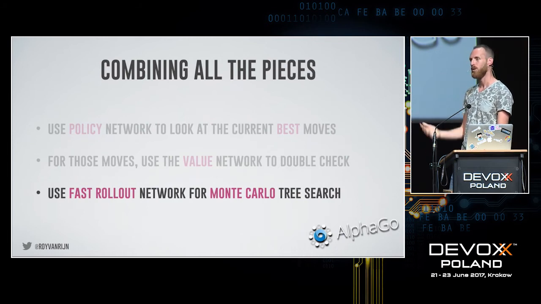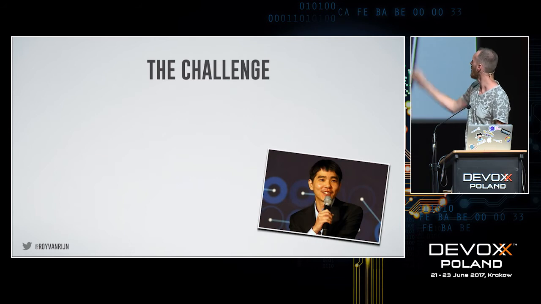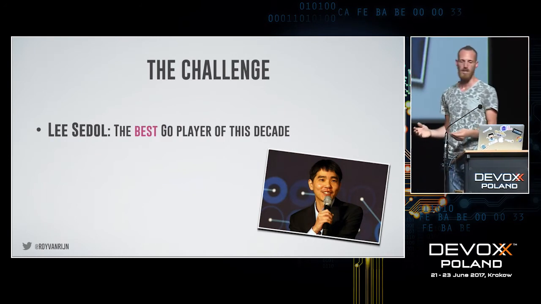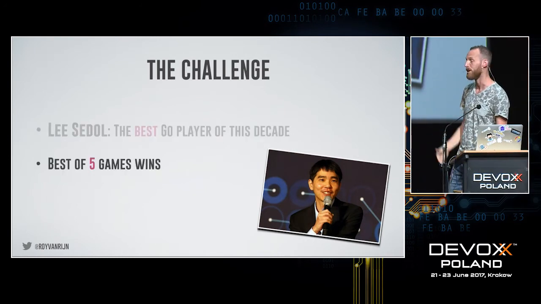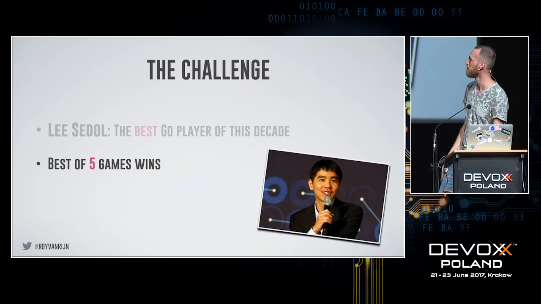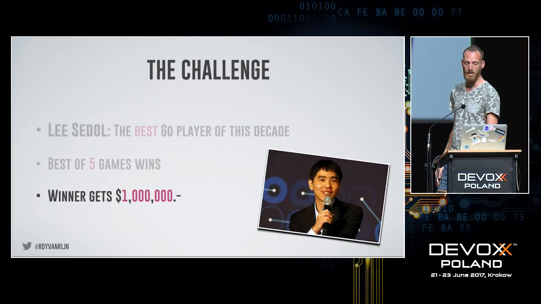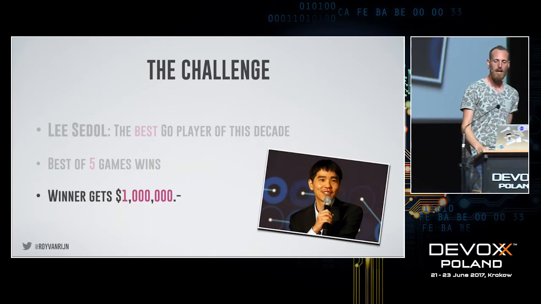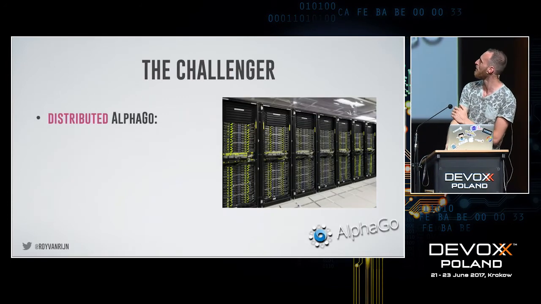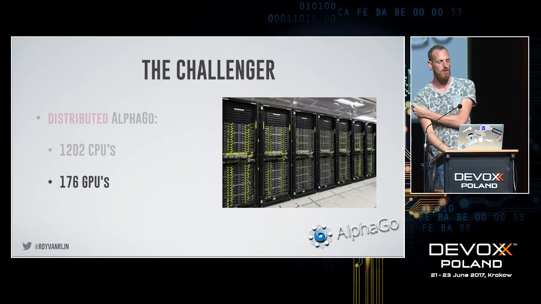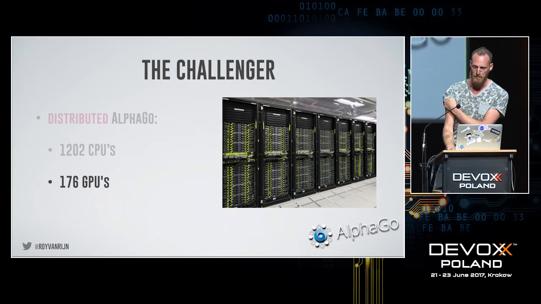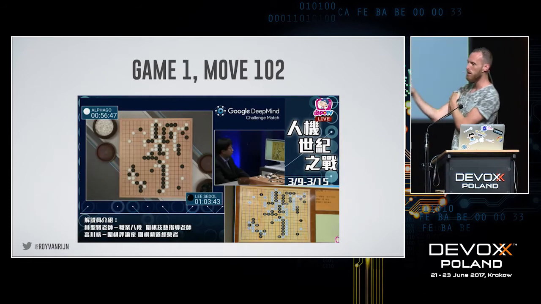But yeah, how do you measure how strong your AlphaGo actually is? They set a challenge. This is Lee Sedol. He's considered to be the best Go player of his decade. People call him the Roger Federer of Go, because apparently Roger Federer is very good at tennis, which I don't follow, but best of 5 games. And the winner gets $1 million, just so Lee Sedol really tries his best. This is the challenger, AlphaGo. It has 1,202 CPUs, 167 GPUs. Well, sounds reasonable. This is game number one, a small video.